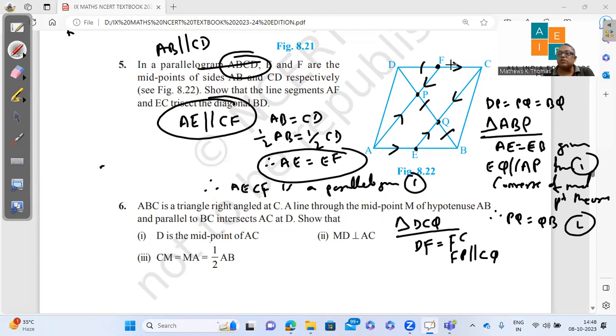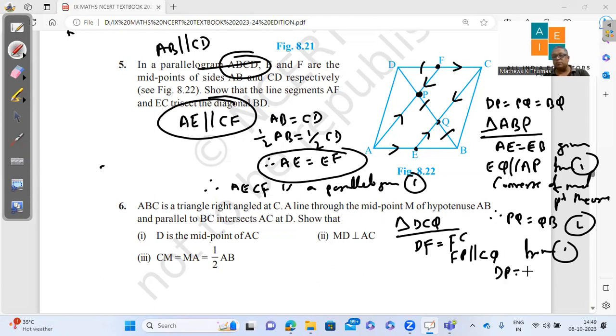DF and FC are equal, already given. FP is parallel to CQ, because we know that this is a parallelogram, and opposite sides are parallel. Now, if this is the midpoint and FP is parallel to CQ, therefore I can say that P is the midpoint of DQ.